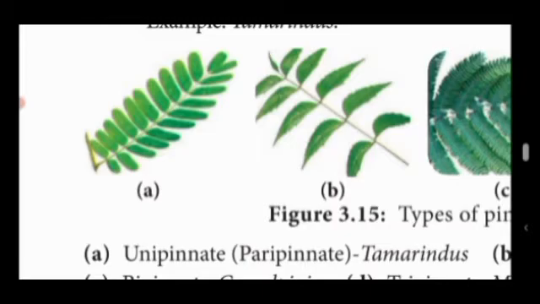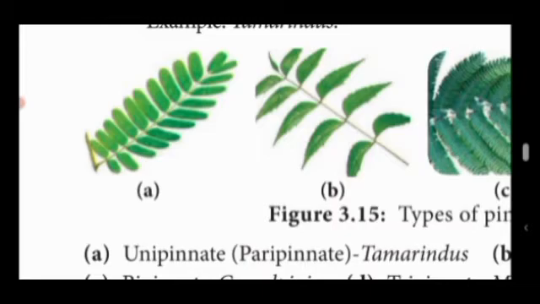The compound leaf is again classified into two types: pinnately compound leaf and palmately compound leaf. A pinnately compound leaf is defined as one in which the rachis, the main axis, bears laterally a number of leaflets arranged in an alternate or opposite manner. Example: tamarind and cassia.